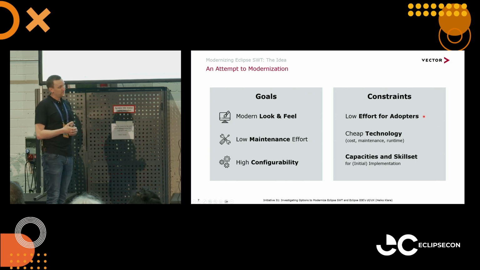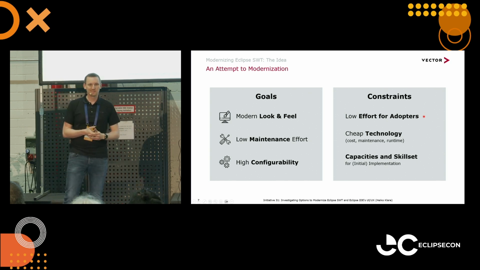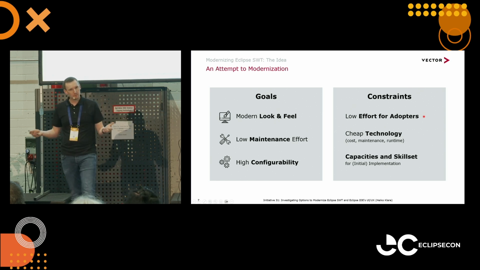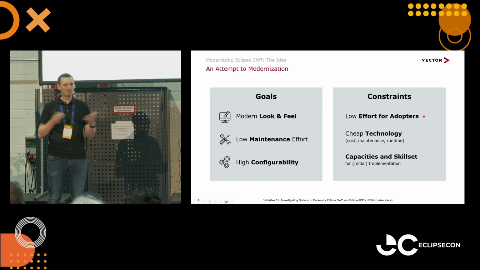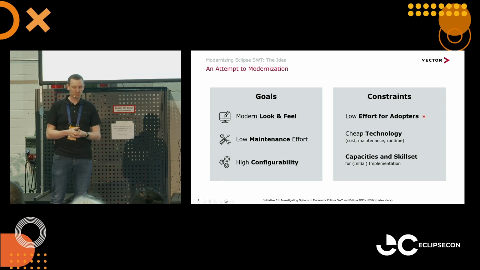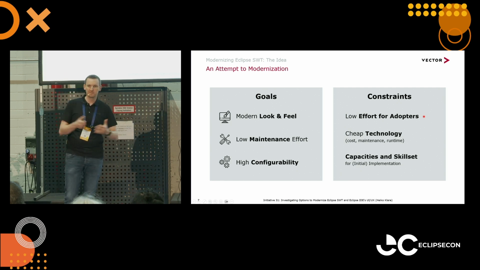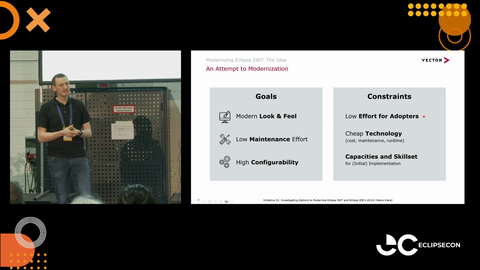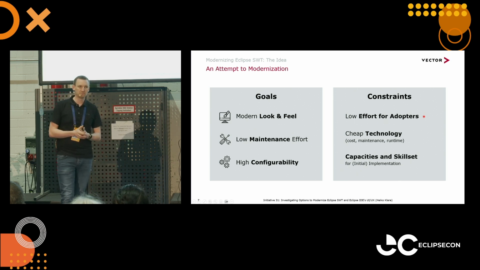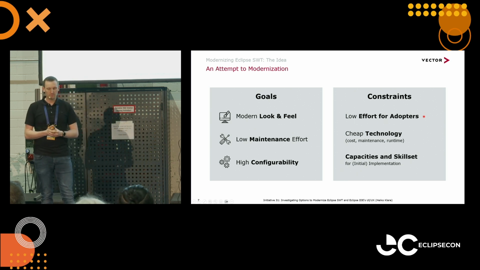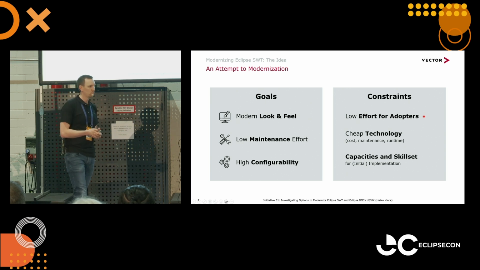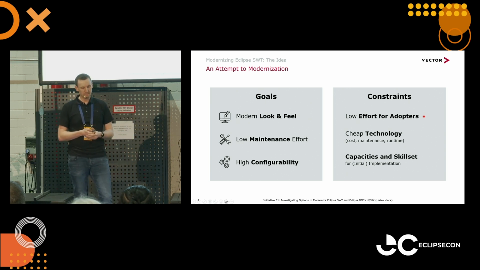And another very important aspect is capacities and skill set, because we usually have Java developers in our ecosystem. We have few of them because we're in an open source project. So if we find a solution that requires, let's say, 50 C++ developers for several years, that would probably not be our solution. So we definitely need to keep in mind what people we have at hand to do this work if we want to do it.